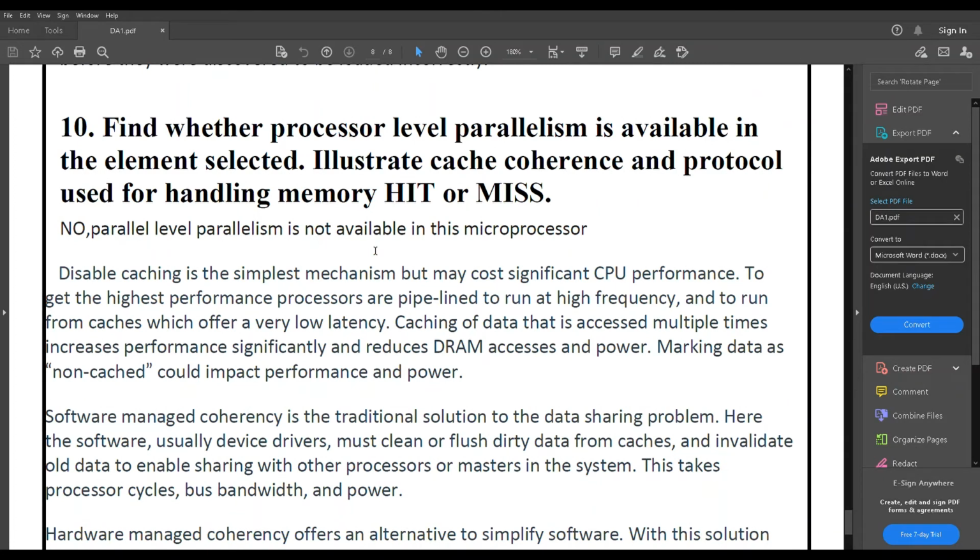The next question is to find whether processor level parallelism is available in the element selected, and to illustrate cache coherence and the protocol used for handling memory hit or miss. Processor level parallelism is not supported in this microprocessor.